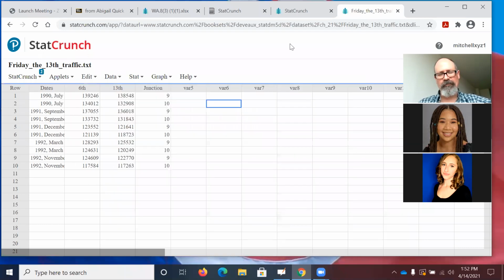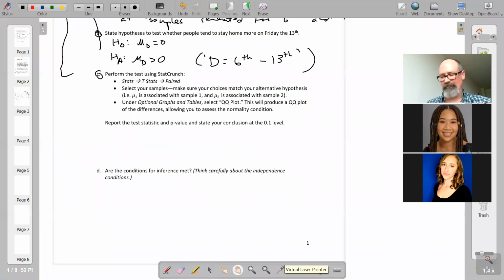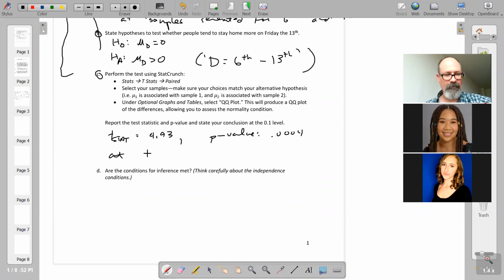If you're doing the work here, or writing down what the conclusion is supposed to be, the value of the test statistic, t-stat, is about 4.93, and the p-value is pretty low, 0.0004. So at alpha equal to 0.1, we reject H0. So we think there is evidence that people behave in some unusual way on Friday the 13th.